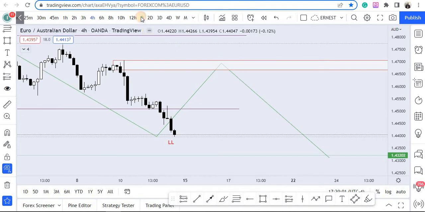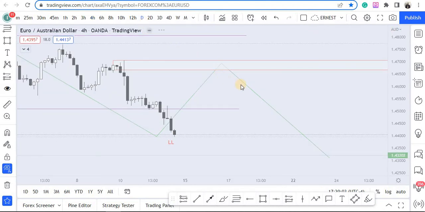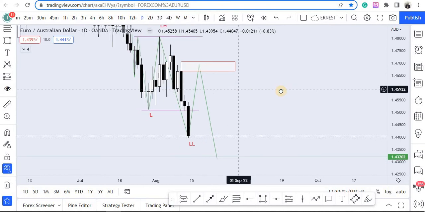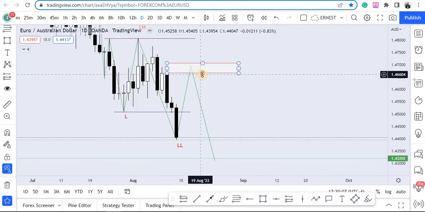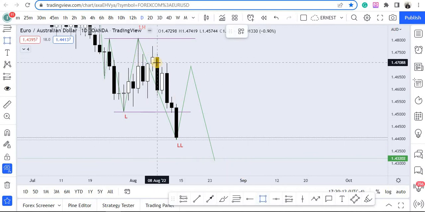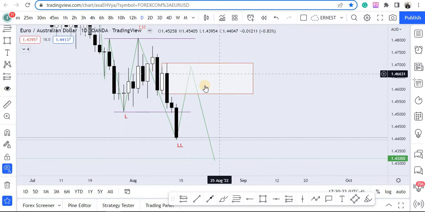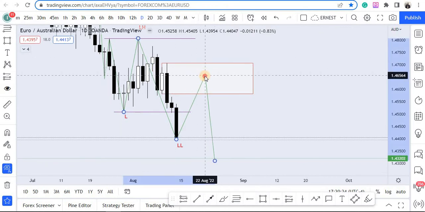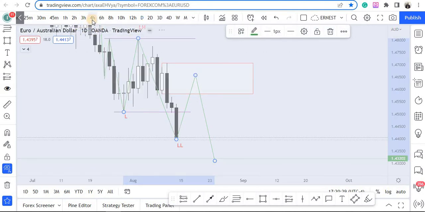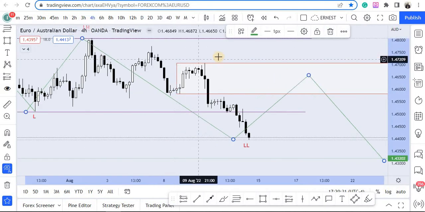Let's go back to the daily. On the daily, we actually have this structure. Let's delete this. We actually have this structure. I'm just trying to choose the extreme. Yeah, we actually have this structure. So price is going to return from within this area. If you go back to the 4 hour, this is what we call scaling.